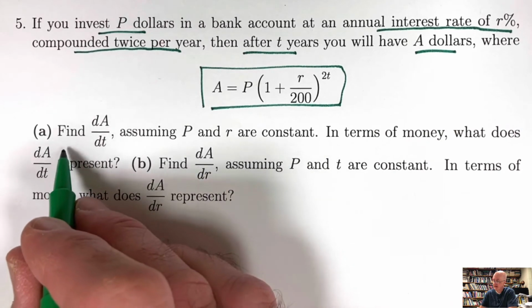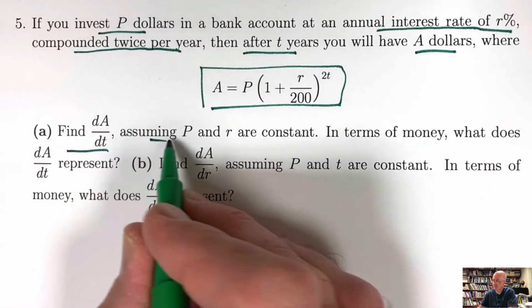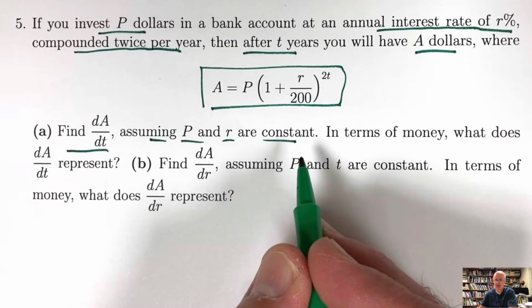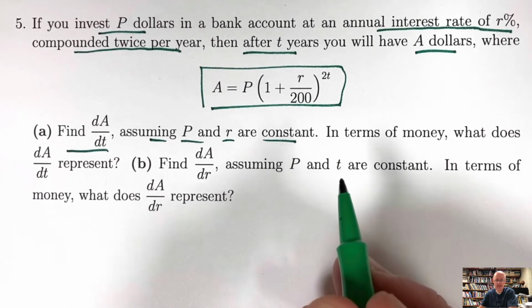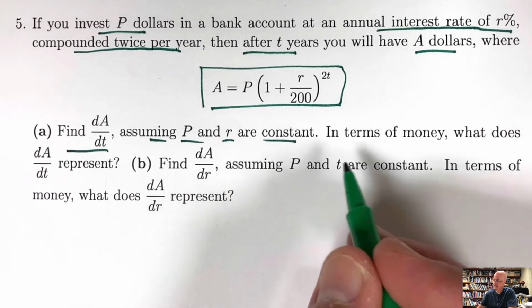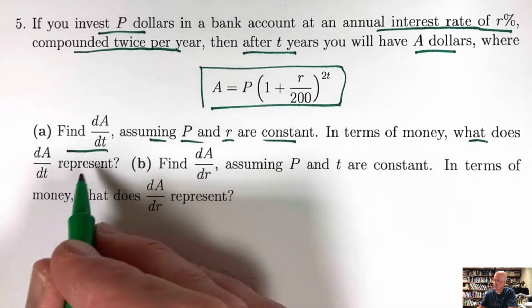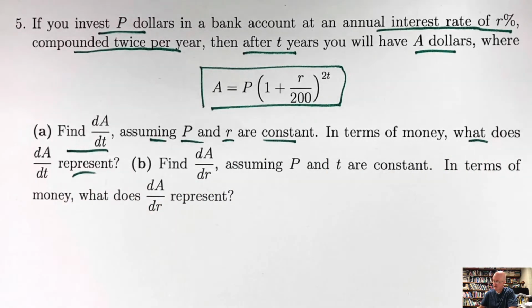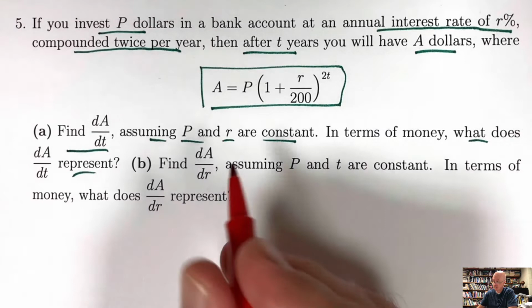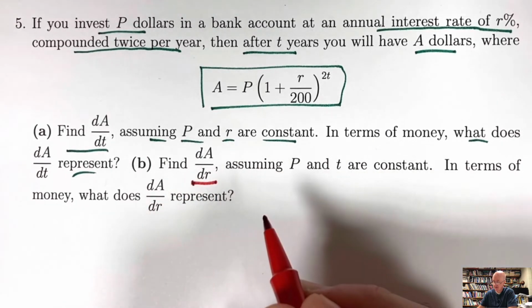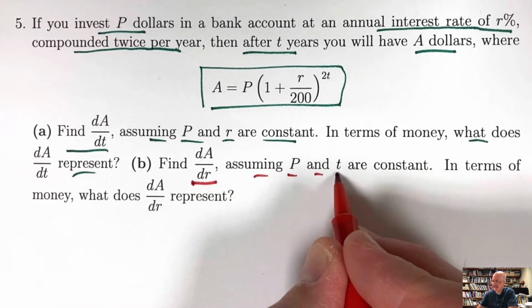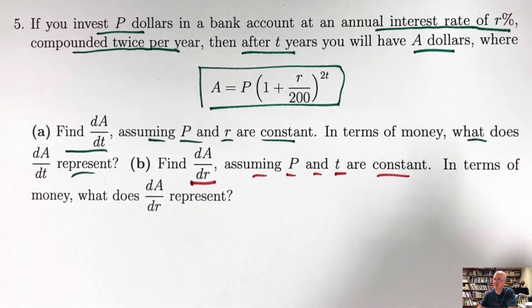Part A says, find dA dt, assuming P and R are constant. Treat P and R as constant and T is the independent variable. Then interpret that. What does it represent? Then in part B, we're going to find a different derivative. dA dr. Assuming P and T are constant, we're making different assumptions about what's constant.